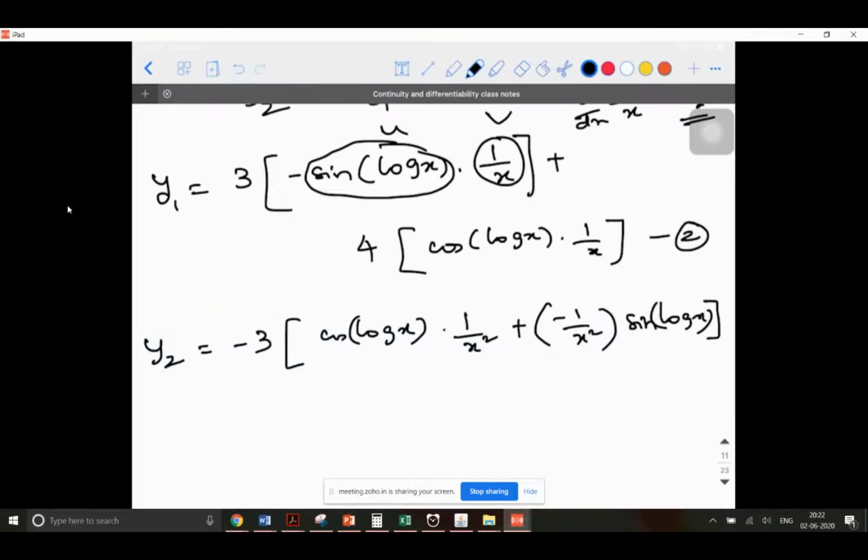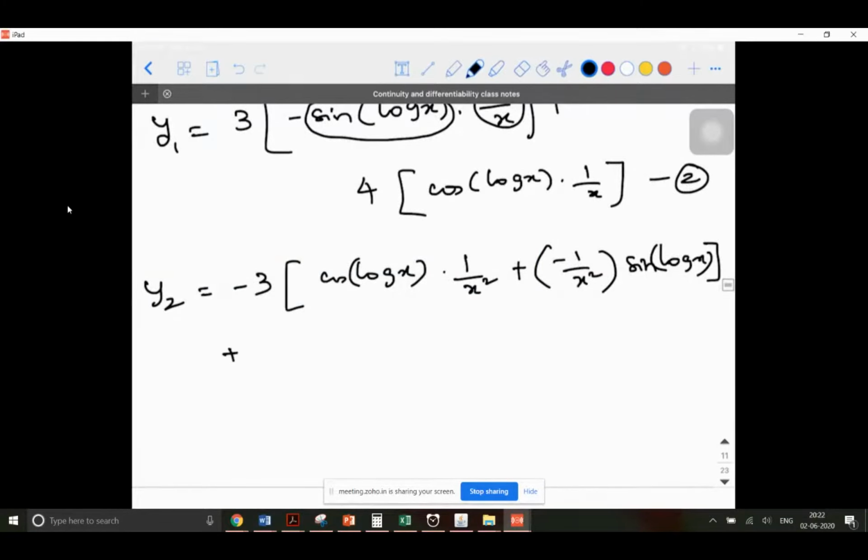Then how to proceed? Plus 4 minus sine log x by x square into 1 by x square. Don't say by 1 by x square, by x square, that's it. Plus 1 by x into minus 1 by x square into cos log x. Cos of log x. Is that all? Are we done? Yes, sir. Okay, let this be.